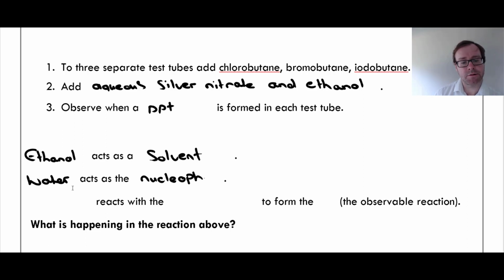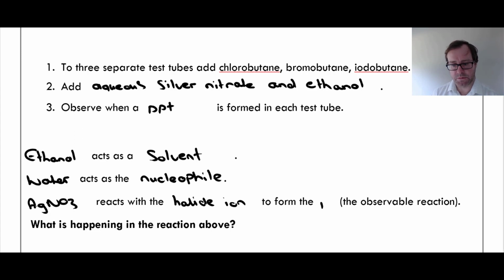Now you might say, where is the water from? We haven't added anything. It's because we've got aqueous silver nitrate here. So here is our water. And the silver nitrate, I will write the chemical equation. So you've got both versions. AgNO3 reacts with the halide ion to form the precipitate. So the precipitate is the observable reaction.